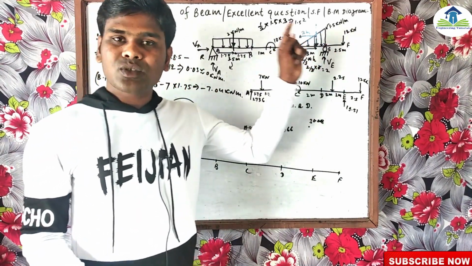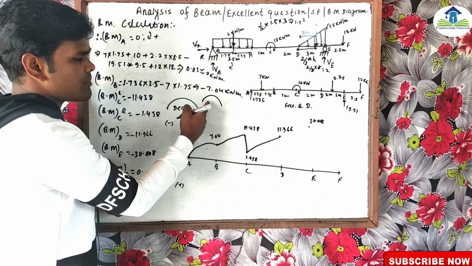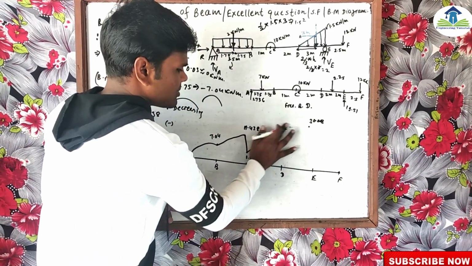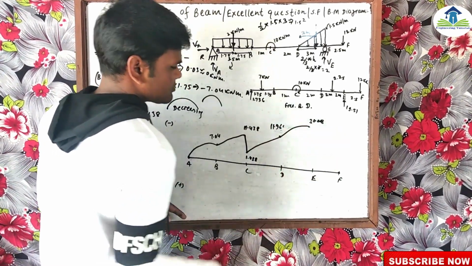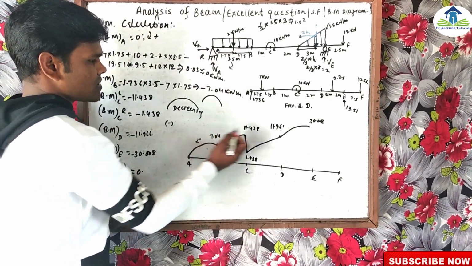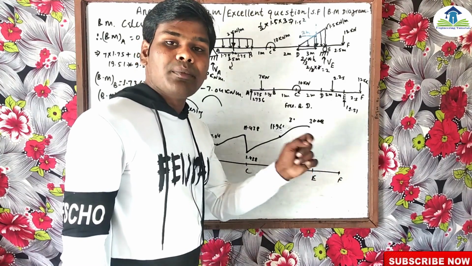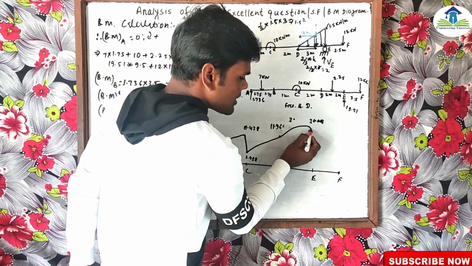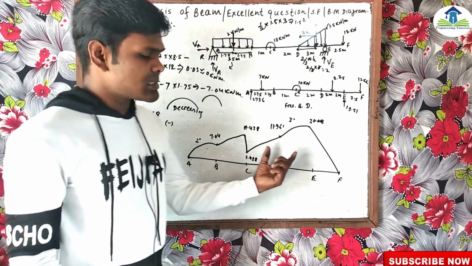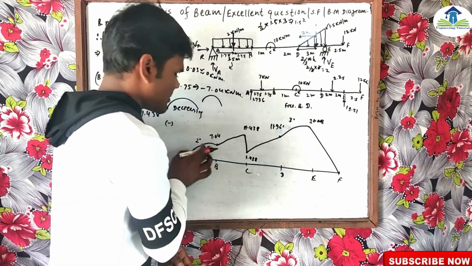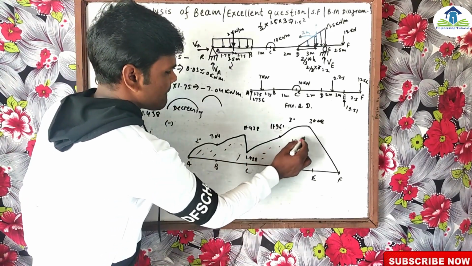For the UVL force, this is an increasing loading. So for the increasing loading, there is a decreasing diagram. So for the decreasing diagram, this will be like this. This is a 2 degree equation. This is a 3 degree equation. And after this, at point F, the bending moment diagram is going to be 0. So this will be like this. I hope you can understand this diagram. This is the cubic, this is the parabolic, and this will be like this diagram.